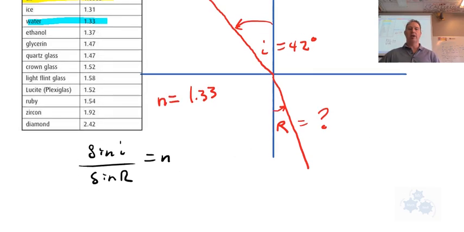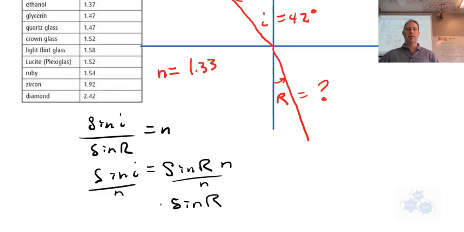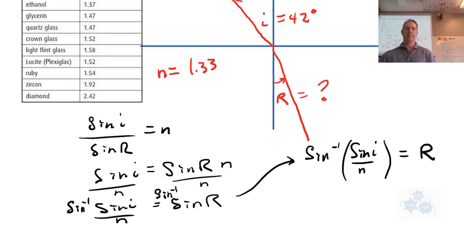So in the previous page there, I kind of showed you how we can rearrange this. And so you multiply both sides by R. Okay, this is sort of how you work it out. You divide by n. So sine of R equals sine of I over n. And then we take the inverse of sine here, on both sides. And so it looks like this, right? This is what we just did. Sine to the negative 1 of sine of I over n equals R. You see that?